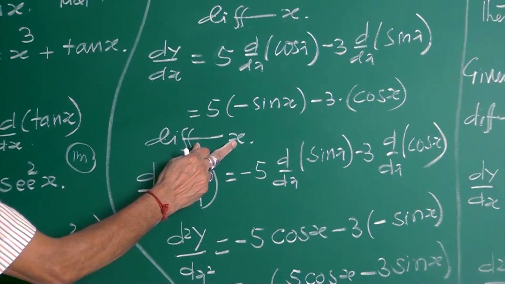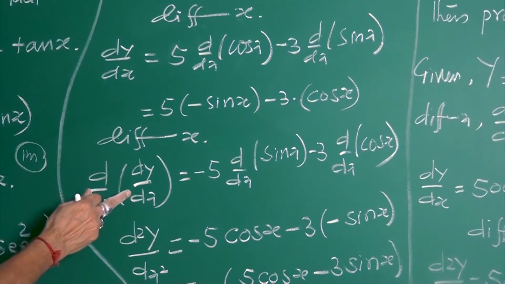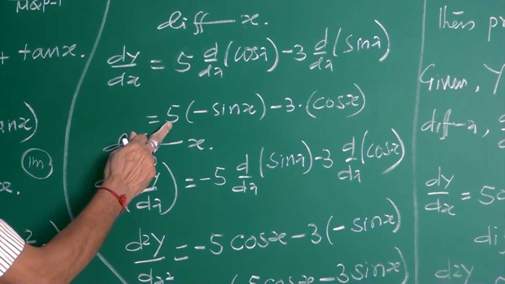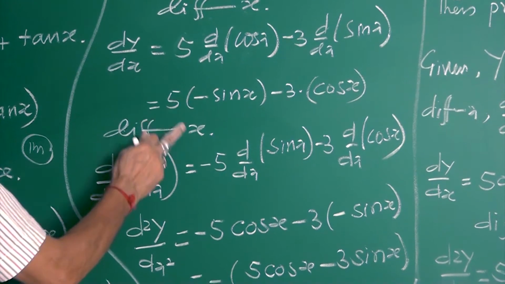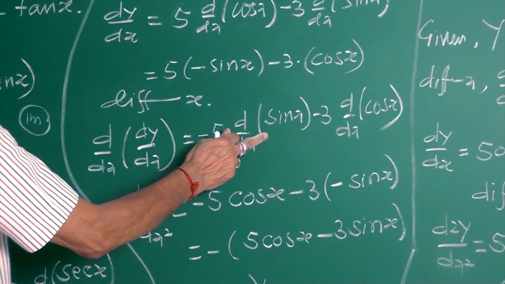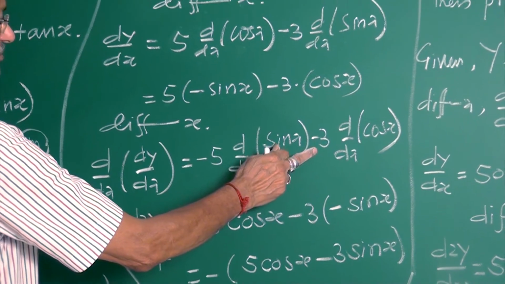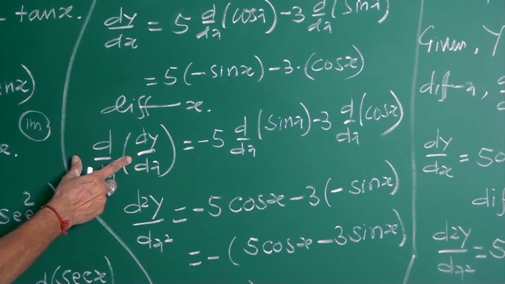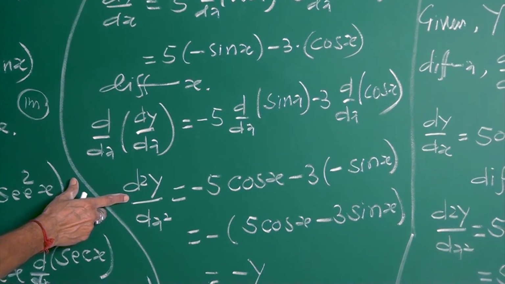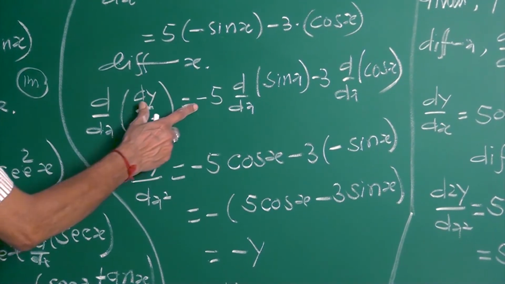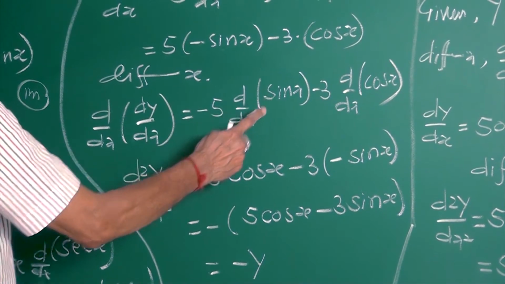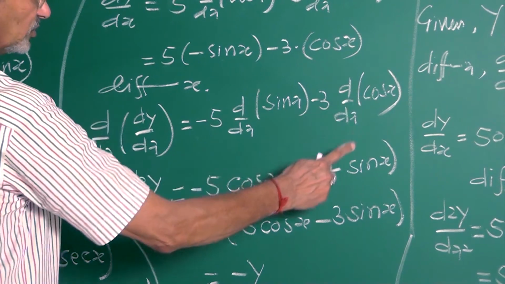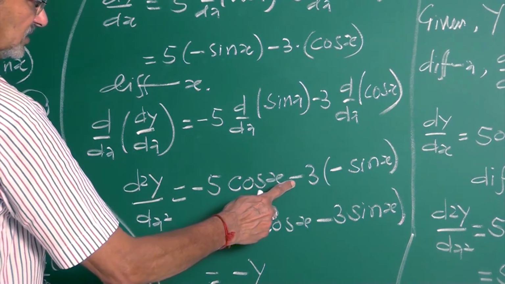Differentiate again with respect to x, the derivative of the first derivative. Minus 5 into derivative of sin x, minus 3 into derivative of cos x. This is the derivative of the first derivative, the second derivative, d2y by dx2. Minus 5 into derivative of sin x is cos x, minus 3 into derivative of cos is minus sin x.